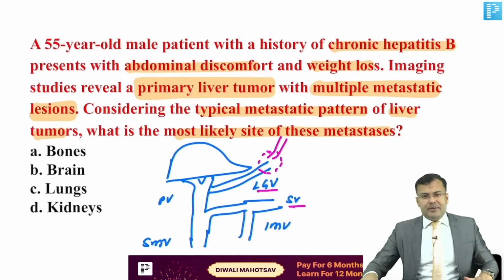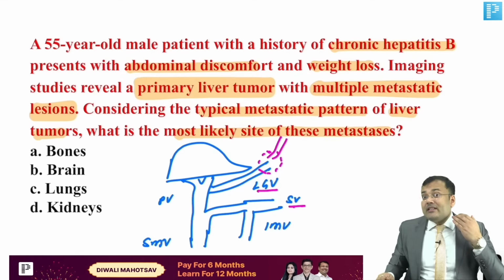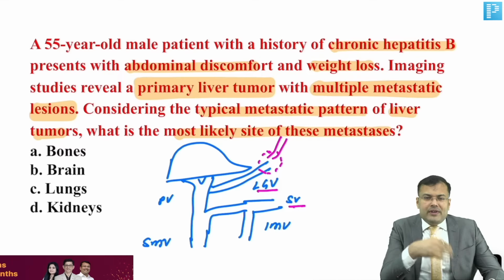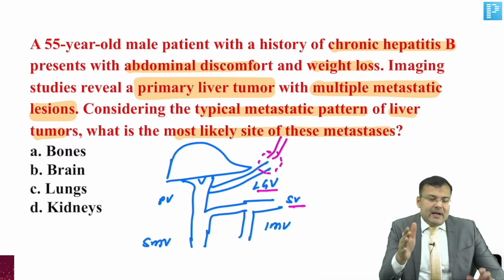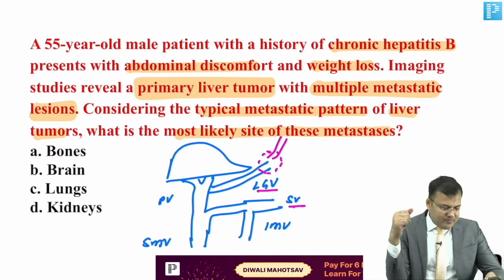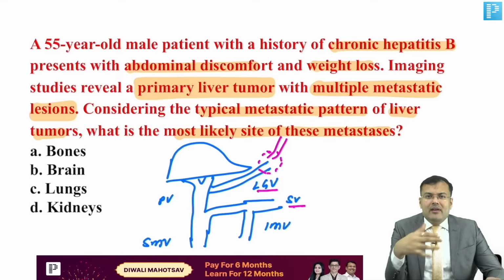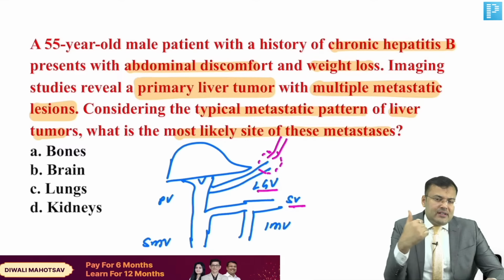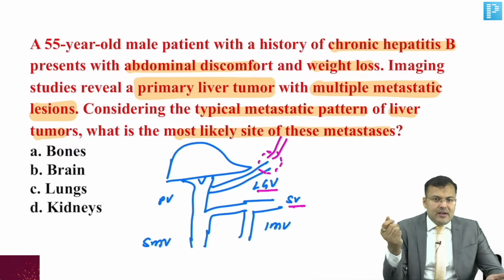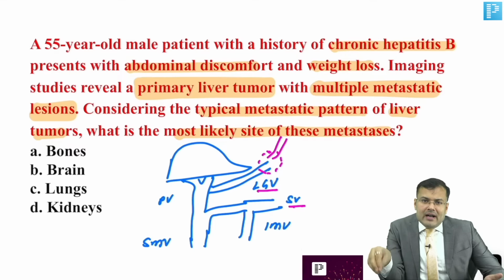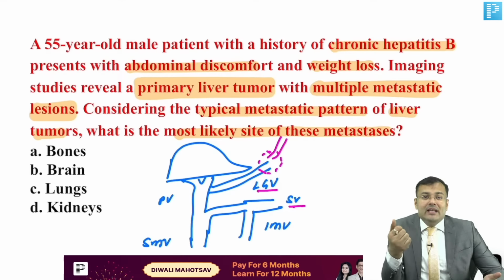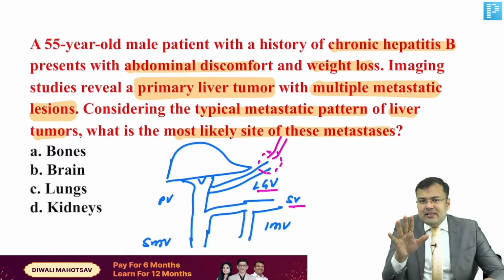So simple principle, any malignancy in the GIT from esophagus till rectum having hematogenous spread. Can anybody tell me what is the most common site of metastasis? Because the tumor emboli via hematogenous spread go directly or indirectly into portal vein and then liver. So for GI malignancies, it is liver.